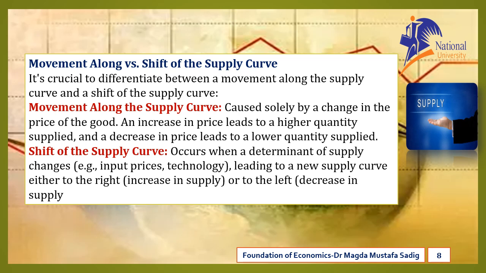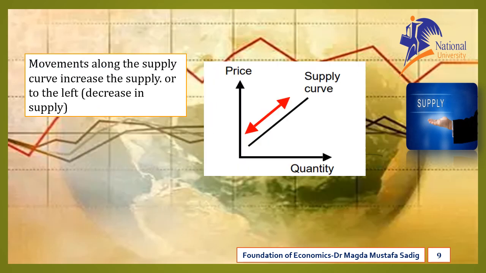So all the factors or the determinants of supply cause the supply curve to shift either to the right or to the left. The difference between movement along the supply curve and shift of the supply curve is very crucial for analyzing how producers respond to various economic signals. So a movement along the supply curve happens only when the price of the good itself changes, while all other factors stay constant.